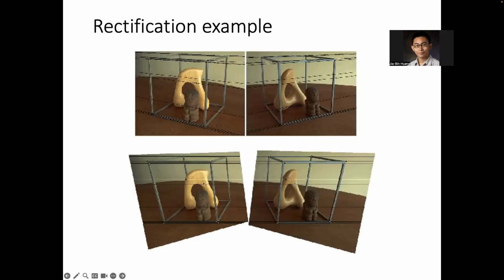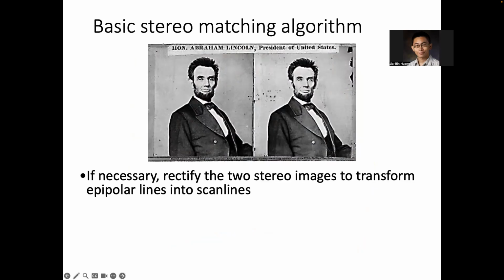Okay, does it make sense? That's the relationship of why we want to compute the fundamental matrix, so that we can warp the images into parallel images. And because of the parallel images, the epipolar lines become parallel, just scan lines. All right, so the algorithm looks like this.